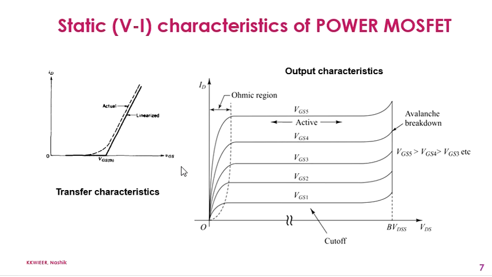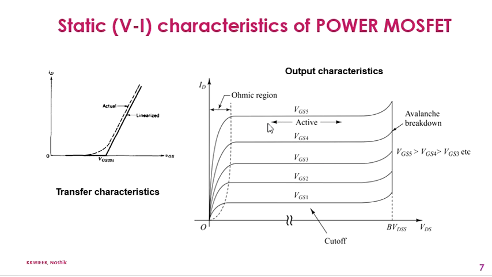So this is how the transfer characteristics of power MOSFET are drawn. Remember, it is output current versus input voltage, ID versus VGS. Now we will see another static characteristic of power MOSFET, that is the output characteristic.